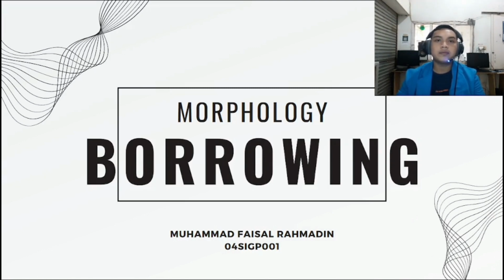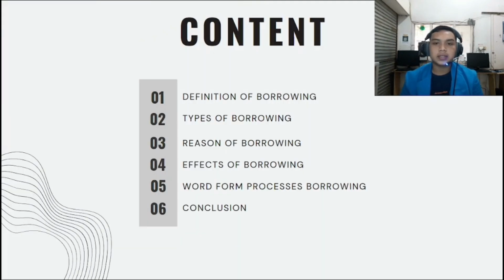I am from class 4 SEJP 1 and I am a student of English literature, and today we are going to do a presentation about borrowing. We divided this presentation into 6 parts. The first is the definition of borrowing, number 2 is types of borrowing, number 3 is reasons for borrowing, number 4 is effects of borrowing, number 5 is word formation from the process of borrowing, and the last is the conclusion.